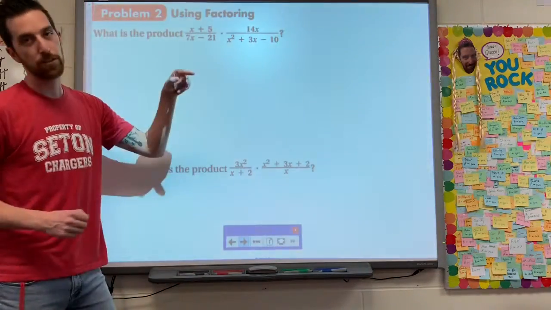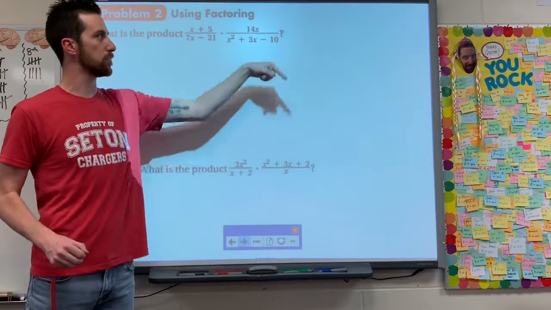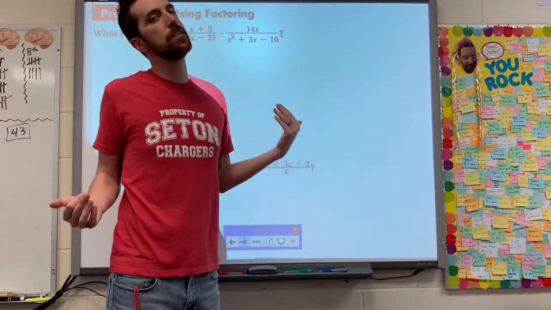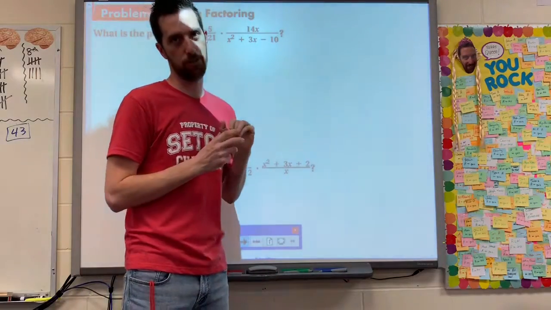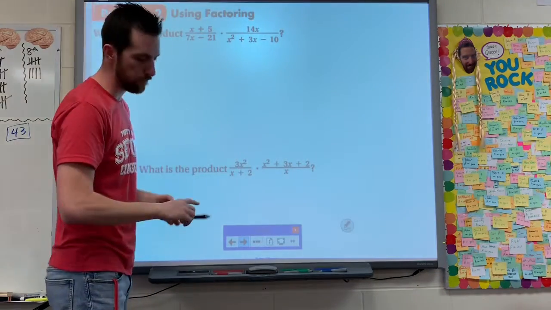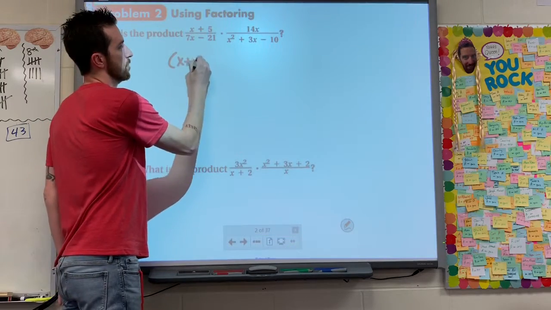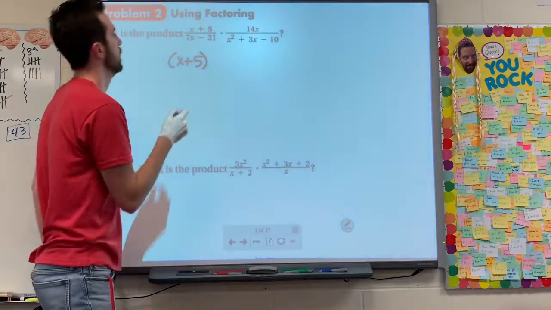Here we go. x plus 5, 7x minus 21, 14x, x squared plus 3x minus 10. These are nice because a lot of times if you can find one of the factors, it typically shows up somewhere else. x plus 5, there's nothing we can do to factor that. So let's just write it in parentheses, because I bet it'll cancel out somewhere else.